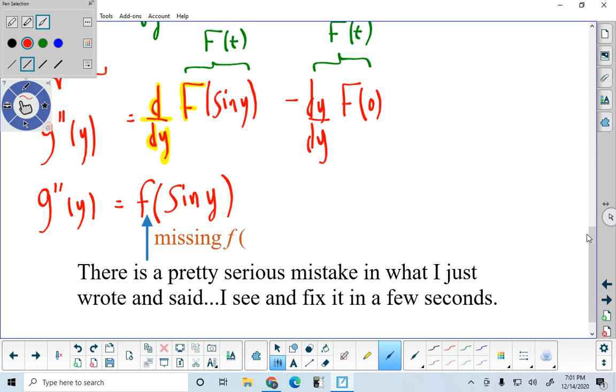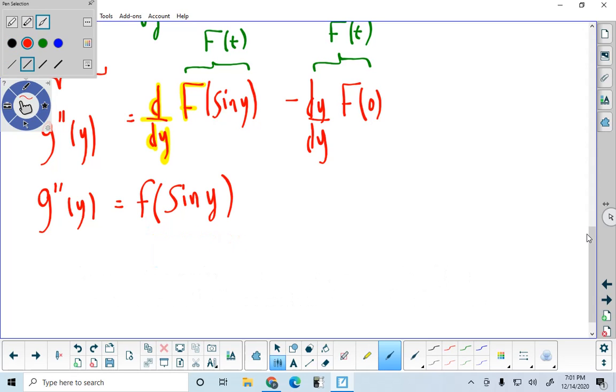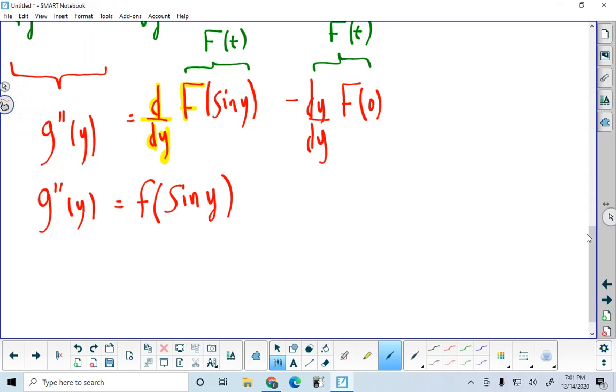F of sine of y. The derivative of the antiderivative is not just that thing, the derivative of the antiderivative is the function. But when you differentiate something with respect to y, the chain rule says you must now multiply by the derivative with respect to y. So we need to multiply by cosine of y. This is the derivative of t with respect to y. It needs to be added.